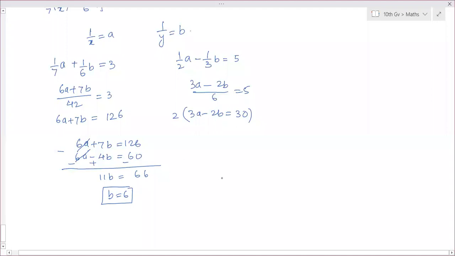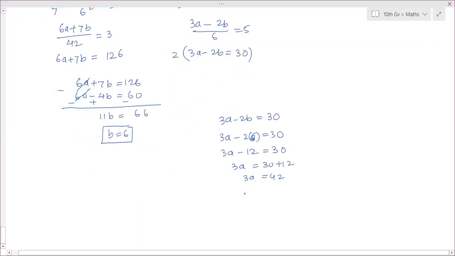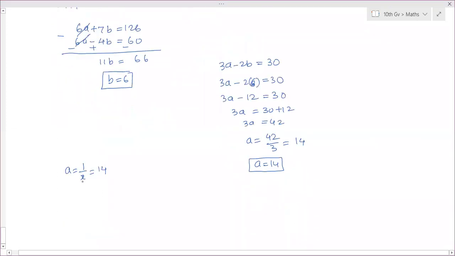Now substitute the b value in the second equation. 3a minus 2b is equal to 30. 3a minus 2 into 6 is equal to 30. 3a minus 12 is equal to 30. 3a is equal to 30 plus 12, which is 42. So a is equal to 42 by 3, that is 14. So value of a is 14. Now a is equal to 1 by x is equal to 14. Take the reciprocal to get the value of x. x is equal to 1 by 14. And b is equal to 1 by y is equal to 6. So take the reciprocal. y is equal to 1 by 6 is the required answer.